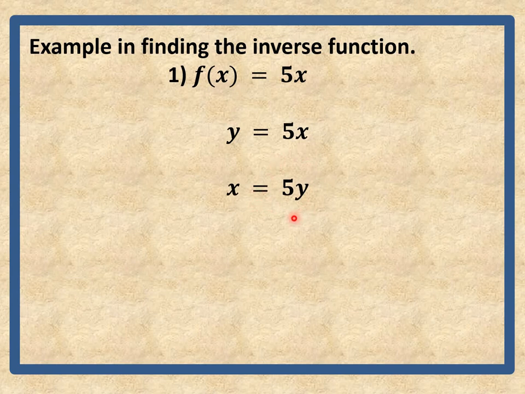Then solve for y in terms of x. Therefore, we have to eliminate the coefficient of 5y. So we have to divide this by 5, and also we have to divide the other side by 5. So 5y over 5, the 5s will be cancelled. Therefore, y is equal to x over 5. Therefore, the inverse function of f of x is x over 5.